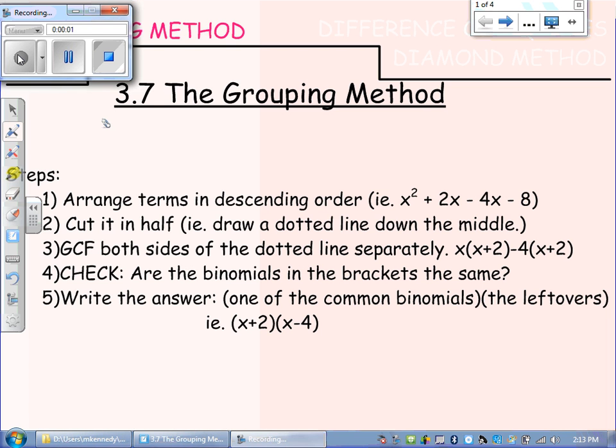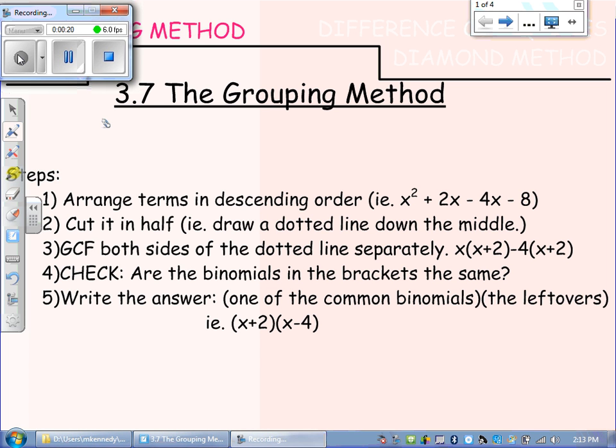We're still factoring. What is factoring again? It's like undoing. It's like taking things out. We're going to look at some bigger things now. We're going to start factoring out so we get binomials times binomials. The first way we do it is called the grouping method.